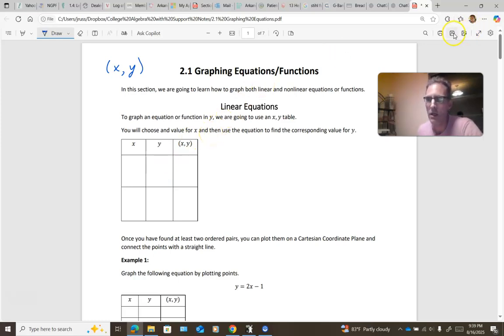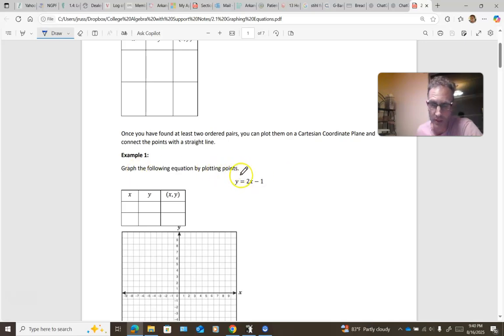Now, to graph these, we're going to do it by plotting points. I like to refer to this as an XY chart. And so typically x is what we call our independent variable, and y is referred to as the dependent variable. And what that means is that the value of y will depend on the value of x. So when you have a relation or equation like this one right here, as you substitute different values of x, then y will depend on those values of x.